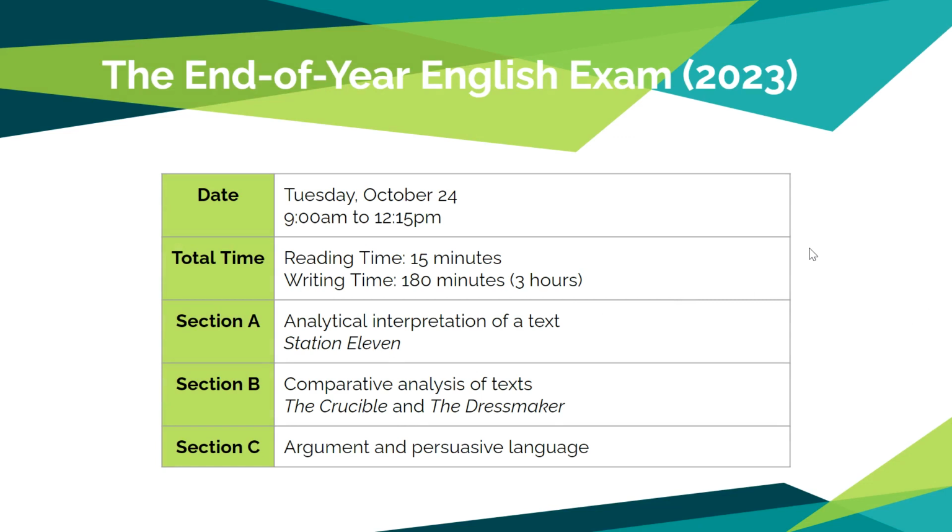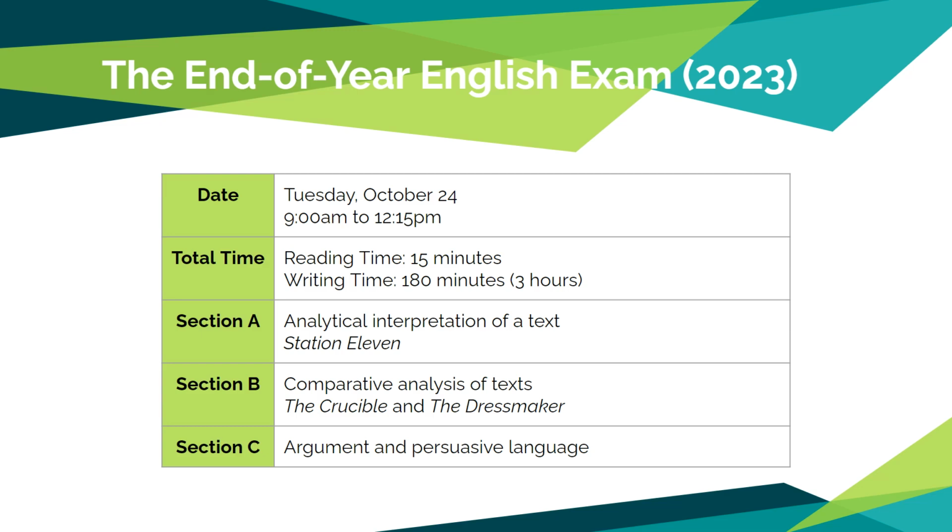So, most of you guys would know by now that the Year 12 English exam is going to be held on October 24th, which is Tuesday. The exam will begin at 9 o'clock in the morning and it finishes at 12:15 in the afternoon. So the English exam is actually 3 hours and 15 minutes. You get 3 hours of writing time, and you've got three essays to write.